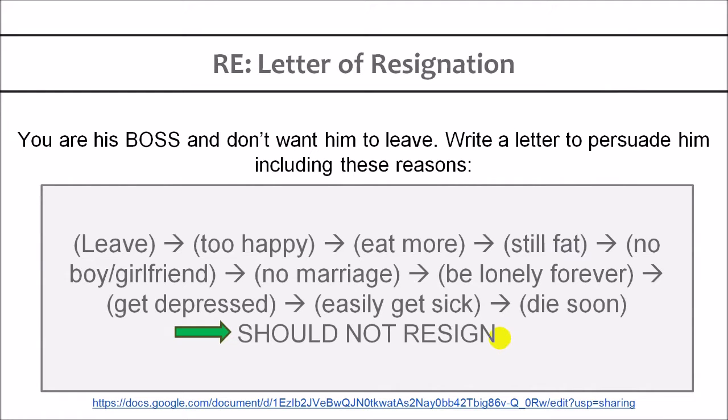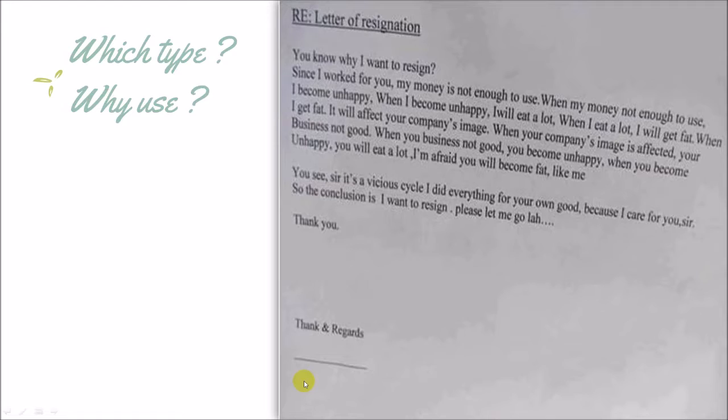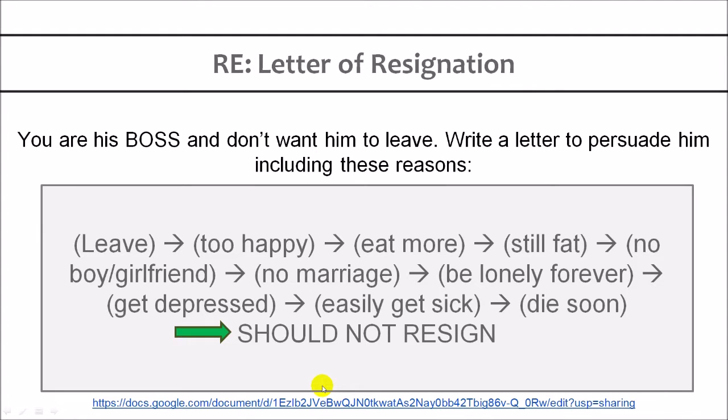So now it's time for you to practice writing a letter. You are the boss of the man in the last letter, remember? So imagine you are his boss and you don't want him to leave. Now write a letter to persuade this employee to stay in your company, including this reason. Leave comments down below so I will know what your answer to this question is, okay?